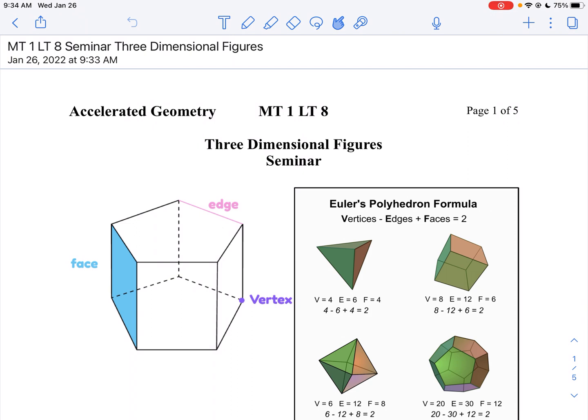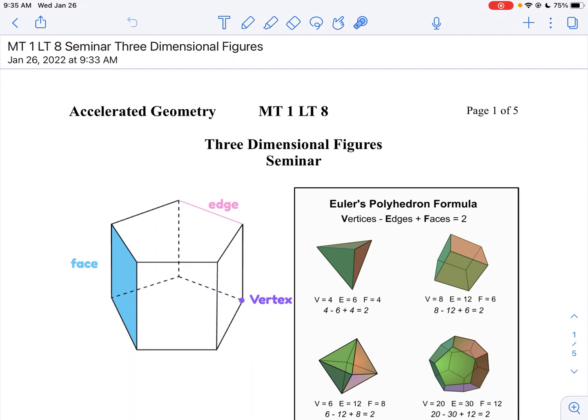Let's start here. A polyhedron is a three-dimensional shape where all of the sides are polygons. So here we have some polyhedron. In a polyhedron, the polygons are called faces. The sides are called edges, and the point is our vertex. That doesn't change.